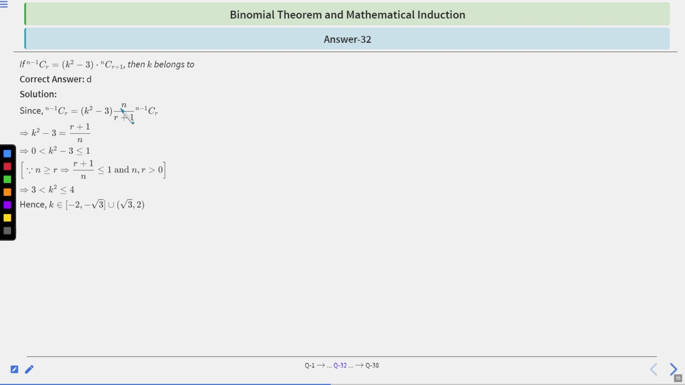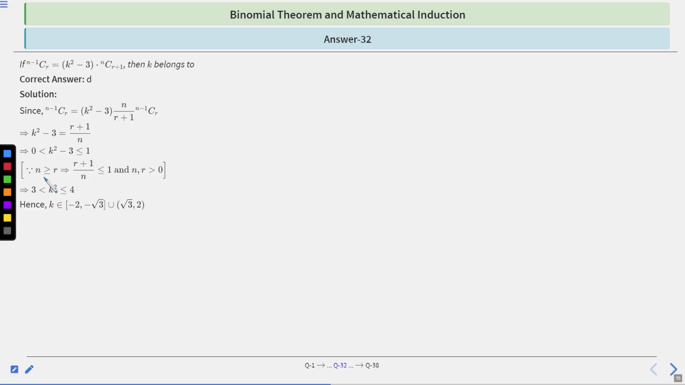Since n−1Cr is equal to (k² − 3)·nCr+1, now nCr+1 can be written as n/(r+1) into n−1Cr, right? Now let's equate the coefficient. So (k² − 3) into n/(r+1) is equal to 1. So after cross multiplication, we got k² − 3 equals (r+1)/r, right? Now we know that k² − 3 is between 0 and 1. Clear?